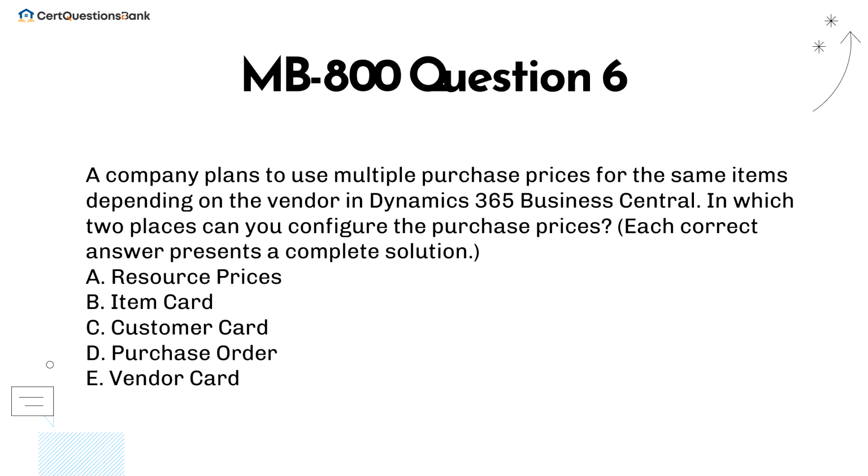A company plans to use multiple purchase prices for the same items depending on the vendor in Dynamics 365 Business Central. In which two places can you configure the purchase prices? Each correct answer presents a complete solution. A. Resource prices. B. Item card. C. Customer card. D. Purchase order. E. Vendor card.